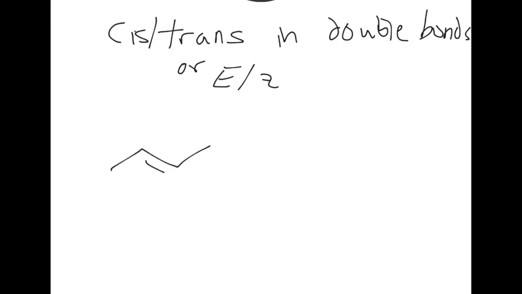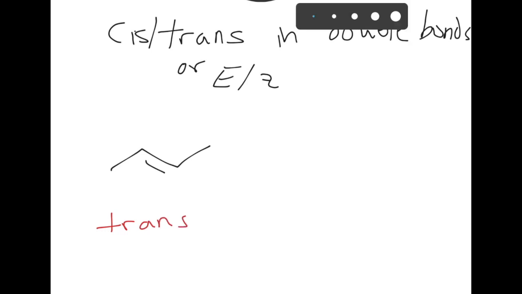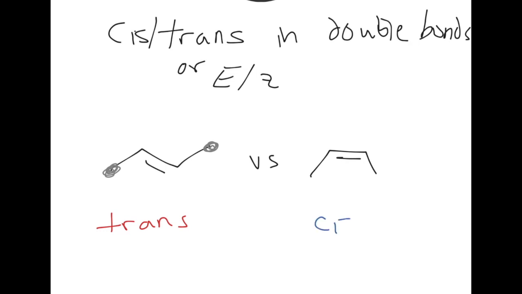So this double bond is trans. The two methyl groups here and here are on opposite sides of that double bond, right? They're across from each other, trans, versus this, which is the cis isomer. The two methyl groups are on the same side, right? They're cis. Double bonds aren't able to rotate, they don't turn.